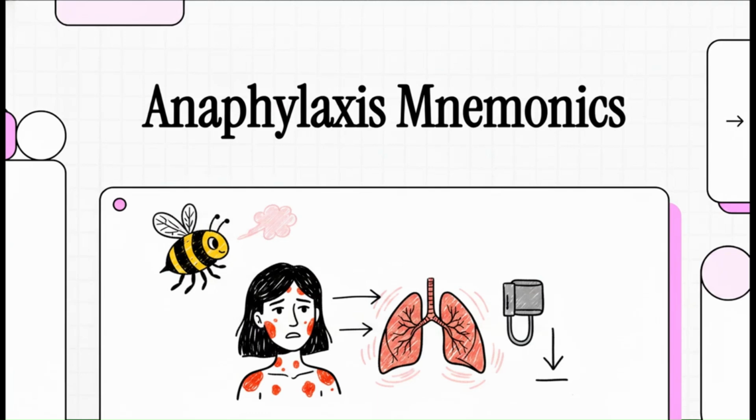Let's set the scene today. Picture this. A 20-year-old guy is rushed through the ED doors. Just about 30 minutes ago, he took a bee sting. And now, he's completely crashing. His blood pressure is tanking, he's wheezing heavily, and his skin is just covered in these bright red, intensely itchy hives. We're looking at a high-stakes, incredibly rapidly evolving clinical scenario here.